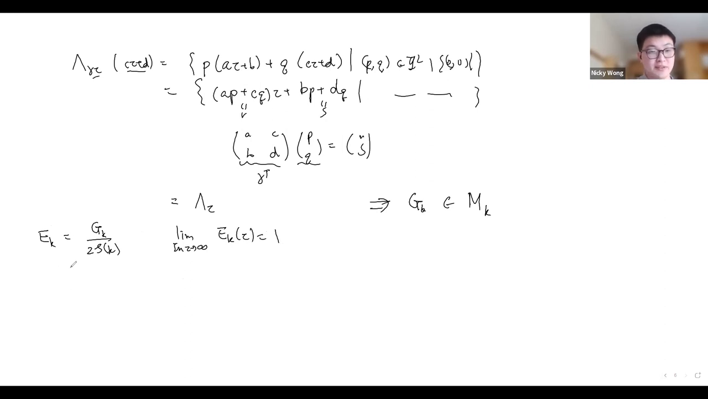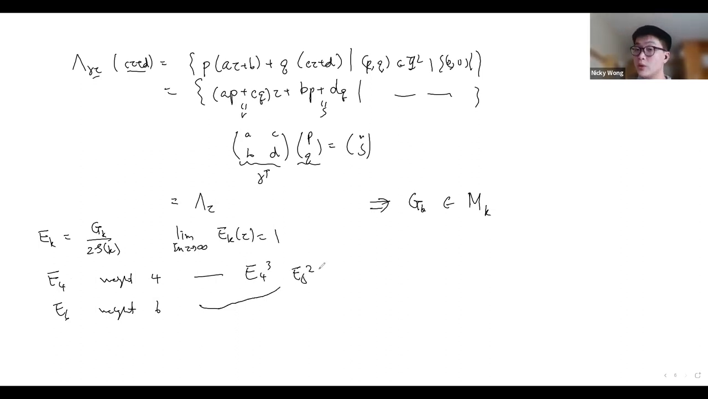Now, that's quite nice because we've now got a lot of these modular forms we can look at. In particular, we want to look at two of them. The first one is E4, which has weight 4. Then E6, which has weight 6. And 4 and 6 have least common multiple 12. So E4 cubed has weight 12, and E6 squared also has weight 12.